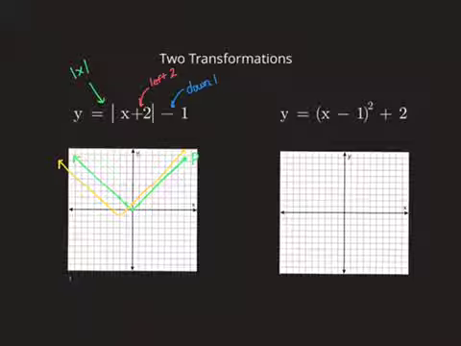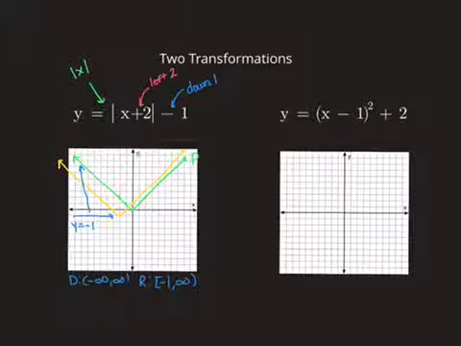So that means my domain is still just going to be -infinity to infinity. But now my y values here start at y equals -1 and everything is above that. So my range will be from -1 to infinity.